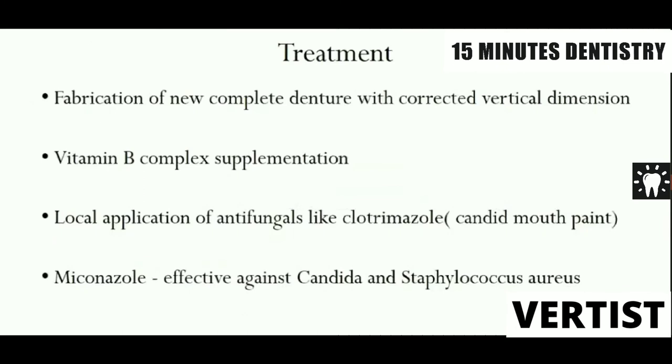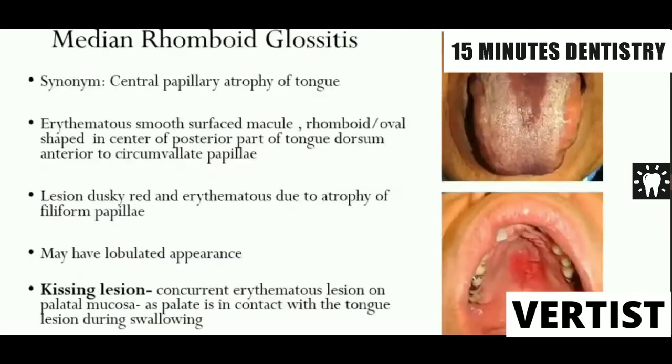Now, median rhomboid glossitis, as you all know, is otherwise known as central papillary atrophy of tongue. There are different schools of thought. One is that it is a developmental anomaly because of the persistence of tuberculum impar, or it could be due to diabetes mellitus, due to lack of nutrition or vascular supply to the central dorsal area of the tongue, or it could be due to candidiasis. If it is candidiasis, it is very common to see a kissing lesion on the palate wherever the tongue is in contact with the palatal region.